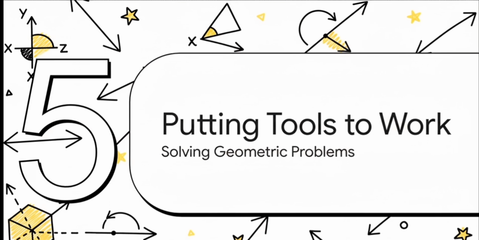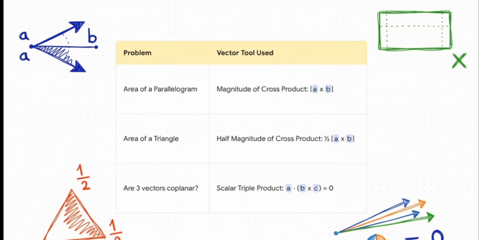So, we've got our tools, we know how they work, now for the payoff. Let's see how all this abstract stuff gives us these incredibly simple, elegant solutions to real geometry problems. Problems that would be a whole lot messier to solve any other way. I mean, this is just so cool. You need the area of a parallelogram made by two vectors? No problem. Just find the magnitude, the length of their cross product. Done. What about a triangle? It's just half of that same number.